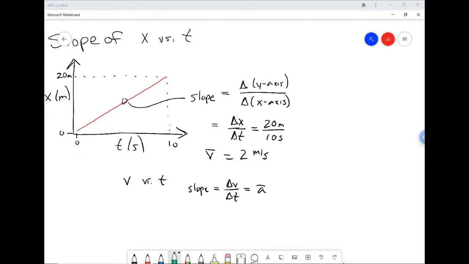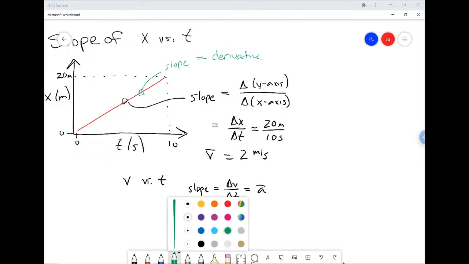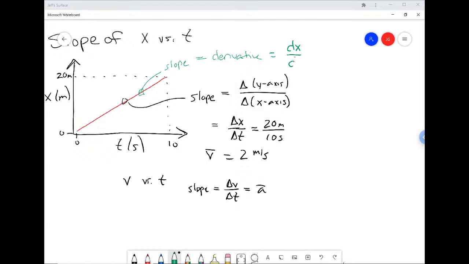So the connection here between slope and derivative is, what if you were to zoom in to an infinitesimally small part of this plot and said, what is the slope at that point? And that is the definition of the derivative. Using the customary symbols, that is dx over dt.